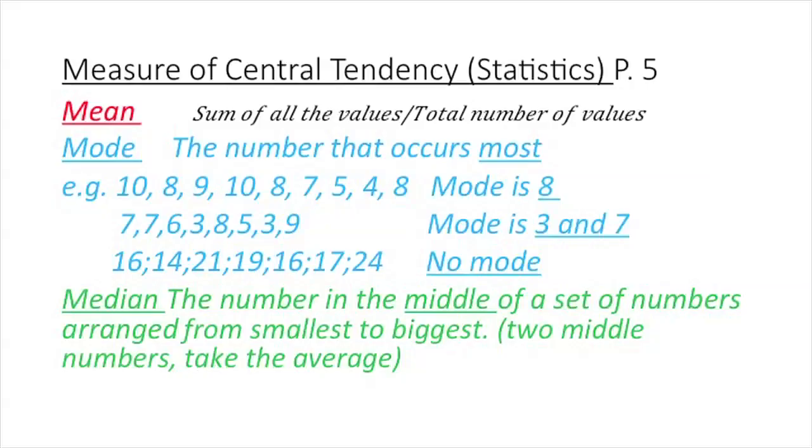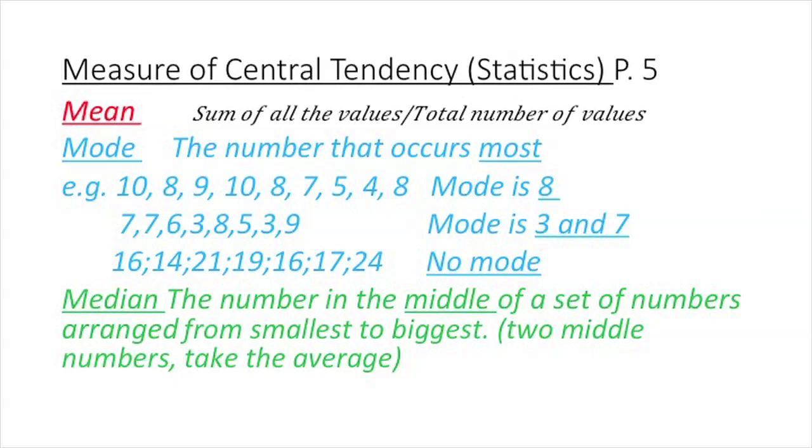Now we go to measures of central tendency, statistics. It's on page 5 of the presentation. There we have the 3 M's, the mean, mode, and the median. Now what do they mean by mean? The mean is another word for average.